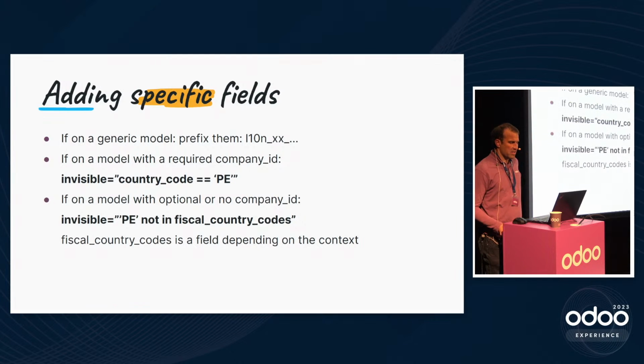One first thing is quite simple. Mostly in a localization, you want to add some specific fields, because on an invoice they need certain information for a report, because they need certain information for electronic invoicing. If we add something in a specific module, so the modules are mostly already named like this, we prefix the new field like this if it's on an existing model.